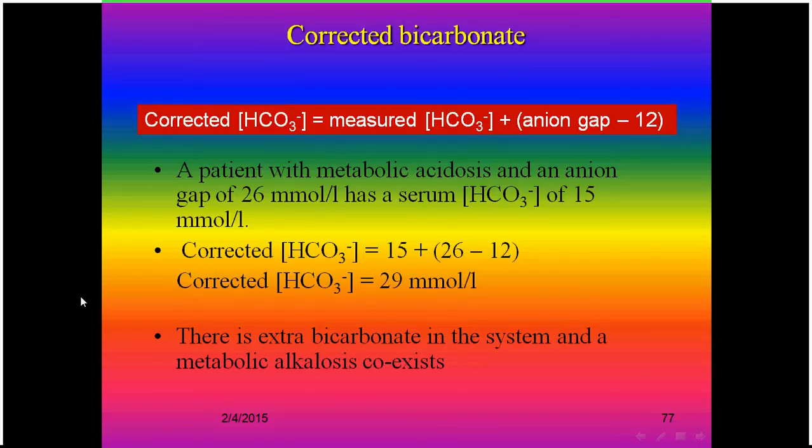Look at this patient. The patient also has metabolic acidosis, with an anion gap of about 26 millimoles per liter, and has a serum bicarbonate of 15. The corrected bicarbonate is the measured bicarbonate plus the anion gap minus 12. So this is the corrected bicarbonate. So this patient had a high bicarbonate before this problem: a metabolic acidosis with a compensatory, or primary, metabolic alkalosis.